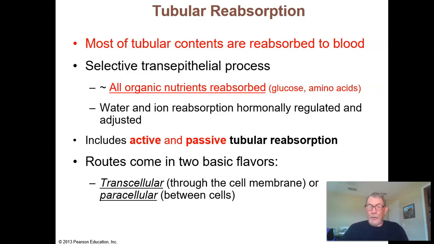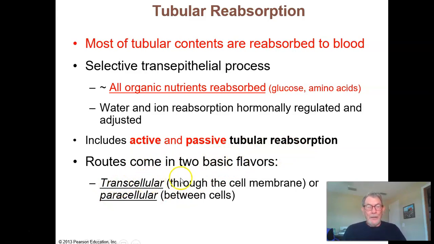You definitely reabsorb all of the nutrients. So you're not supposed to pee out glucose or proteins. Fats, you don't pee out that stuff unless you have kidney disease. You adjust water and ion and vitamins and stuff reabsorption depending on how much you need to keep in your blood and how much you want to get rid of, just so you don't overdose on stuff. It includes a variety of active and passive reabsorption processes and 2 overall types.